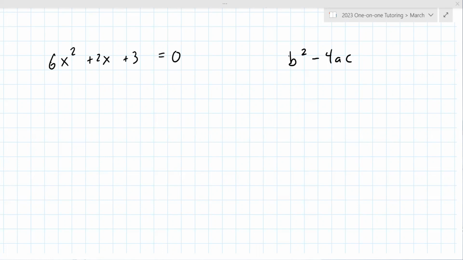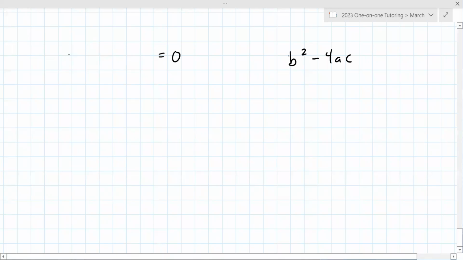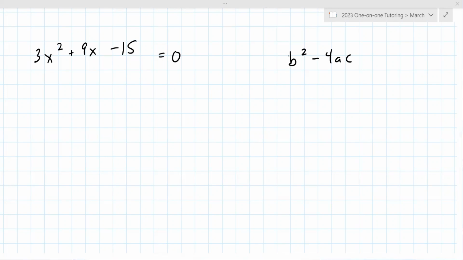I think I gave you a bad problem. Hang on just a second before you keep going on that one. Yeah, sorry, I gave you the wrong problem. Why would I do that? Okay, 3x squared plus 9x minus 15. Yes, this is much better. Sorry, the previous one did not have a solution.